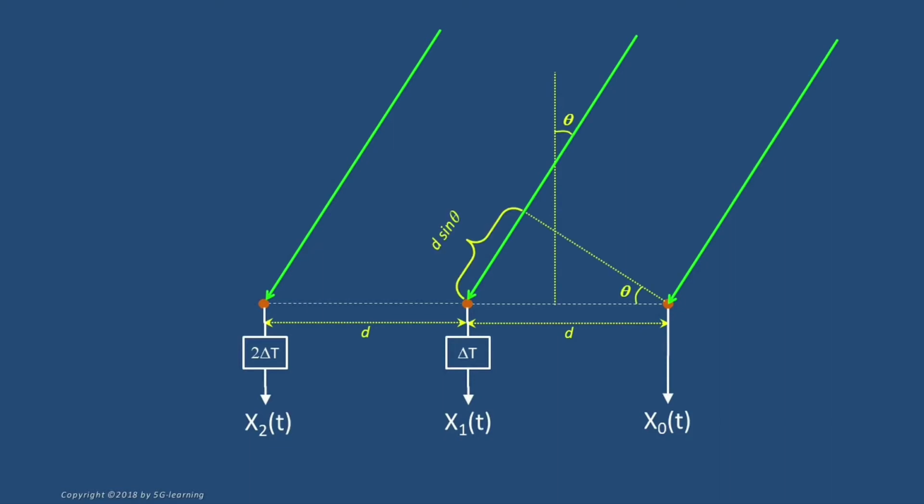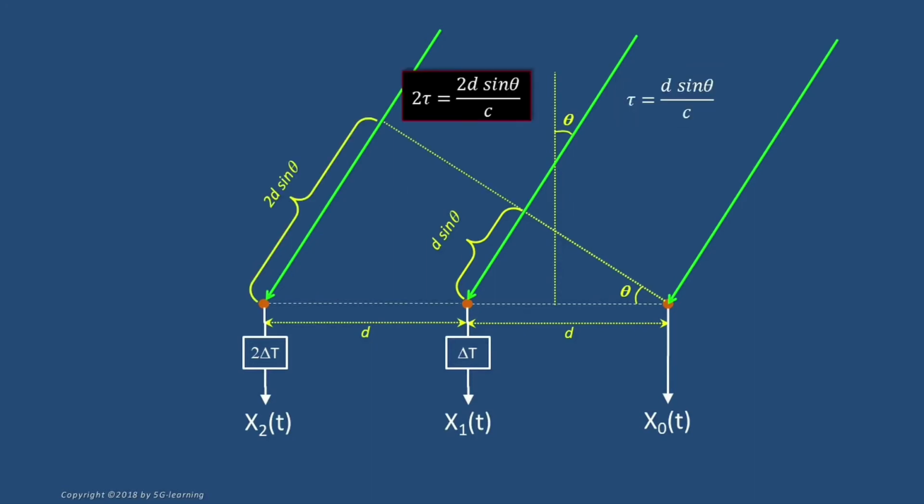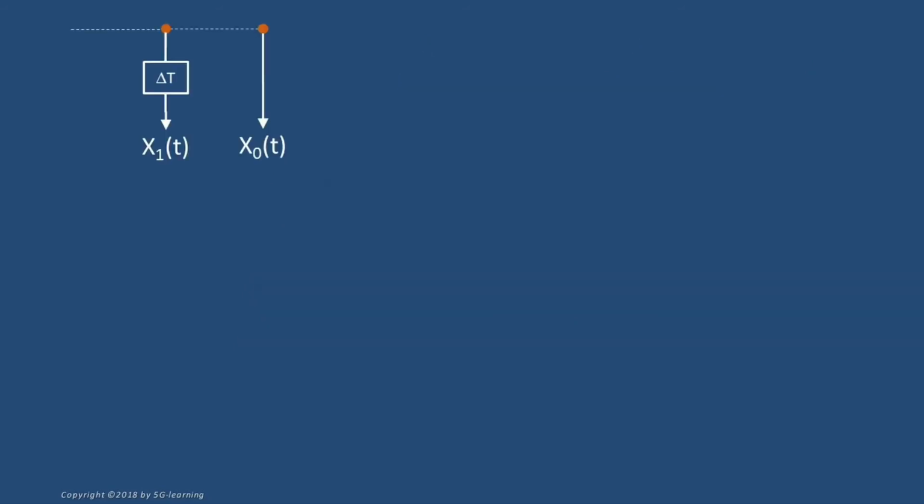The wave arrives at element 1 with a delay d sine theta, measured with reference to the arrival time at element 0. This delay amounts to d sine theta over c and is called tau. In the same way, we can compute the delay of arrival corresponding to element 2. Its value is 2 tau. Let's initially concentrate our attention on elements 0 and 1 and call X0 and X1 the corresponding signals.